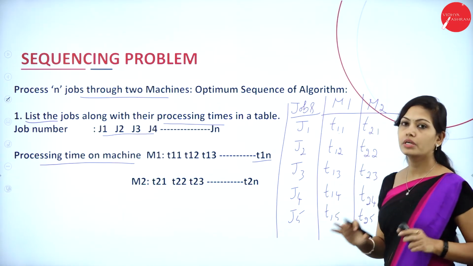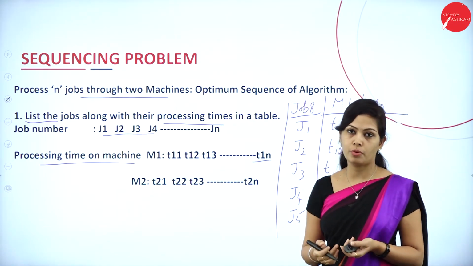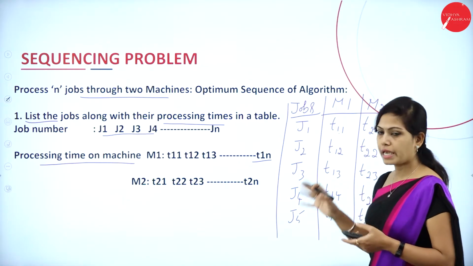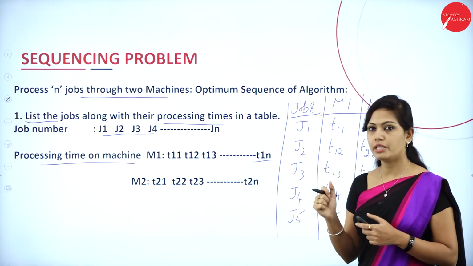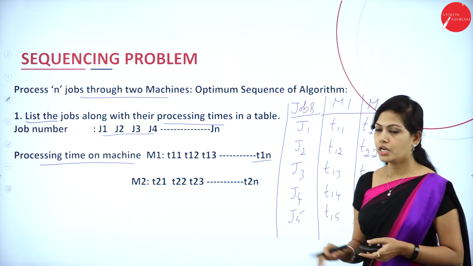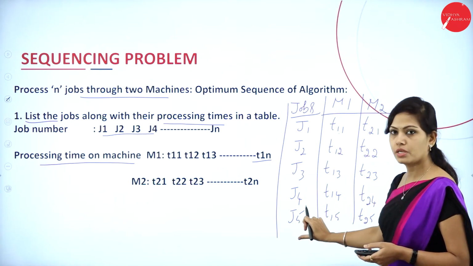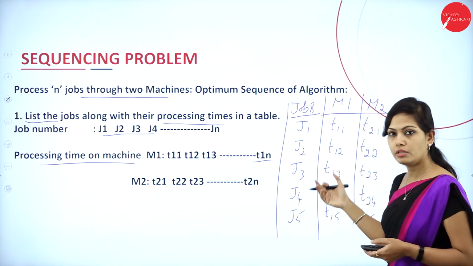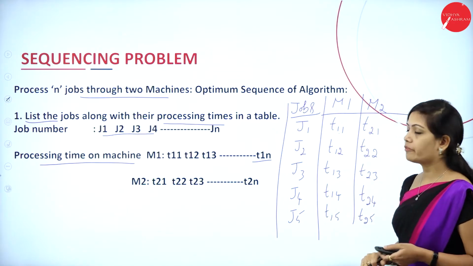So this is your given table. It can be in horizontal form or vertical form. Clear? By using this table, we can find the total elapsed time by using Johnson's rule. They will give the number of jobs and machine 1 and machine 2, or machine A and machine B. So this is your given table.